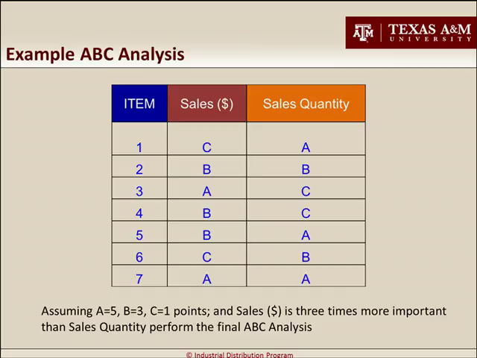So in this exercise, I'm going to assume that if an item is an A item, it gets 5 points. If it is a B item, it gets 3. And if it is a C item, it gets 1 point, right? Now, I need to be just consistent.